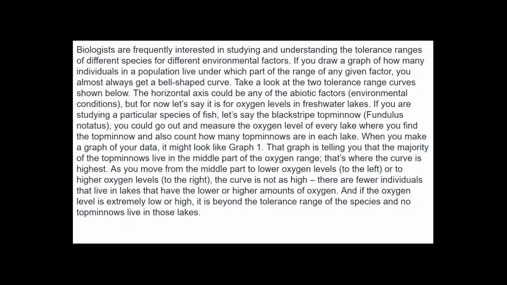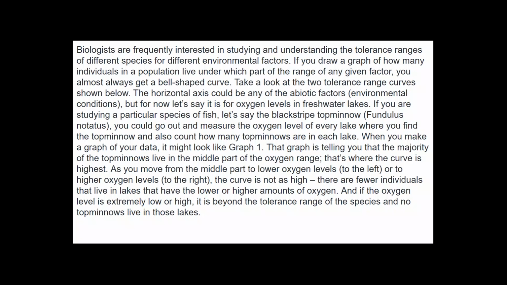Biologists are frequently interested in studying and understanding tolerance ranges of different species for different environmental factors. And if you draw a graph of how many individuals in the population live under which part of the range of any given factor, you almost always get a bell-shaped curve. That's a normal distribution curve. For example, for temperature, not too many people are going to be living at temperatures too cold, and not too many people living at temperatures too high.